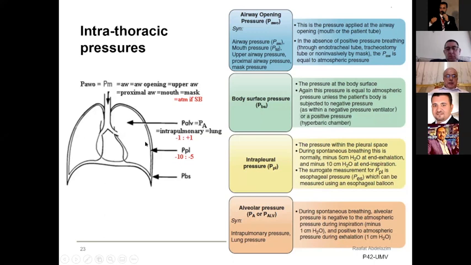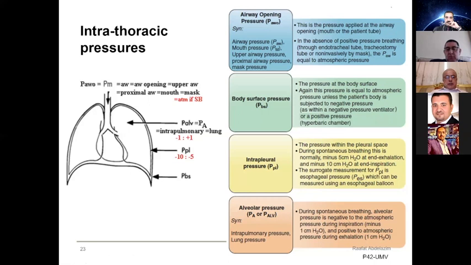The third pressure is the pleural pressure, in the pleural cavity between the parietal and visceral pleura. It is negative 10 centimeters of water during quiet inspiration and negative 5 centimeters of water during expiration. So it is always negative. The pressure applied to the body from outside is the body surface pressure. And we here will not talk about it in invasive mechanical ventilation.